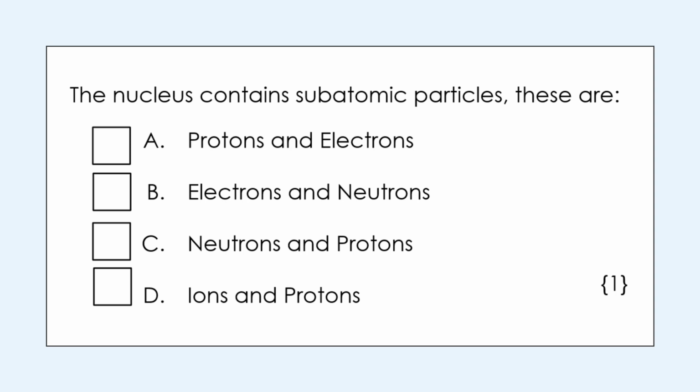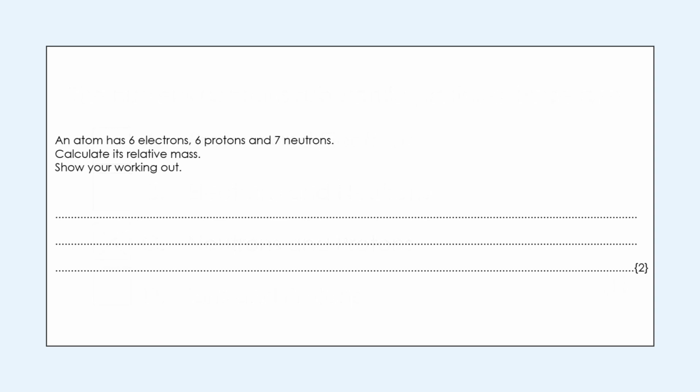Now let's put our knowledge about the atomic structure and EM radiation to the test and see how much we have retained from this topic. The first question is a multiple choice question. Answer this independently by pausing the video and then return so you can mark your answer and add any corrections if needed. The nucleus contains subatomic particles. These are protons and electrons, electrons and neutrons, neutrons and protons, or ions and protons. The correct answer is protons and neutrons, which make up the nucleus of all atoms.